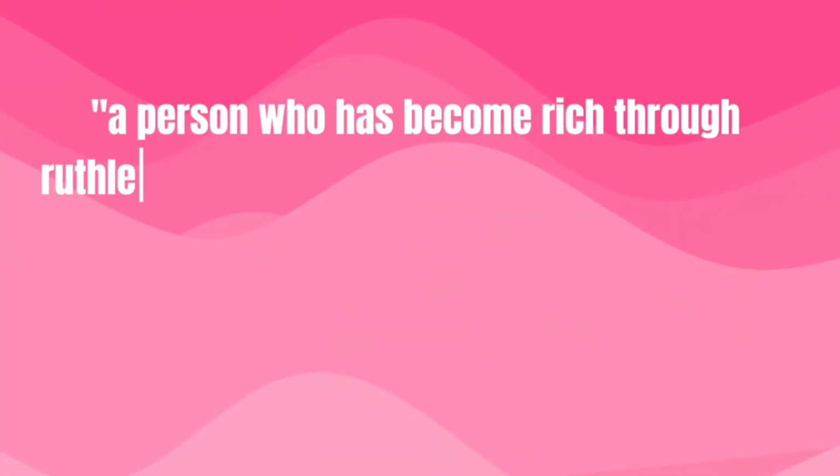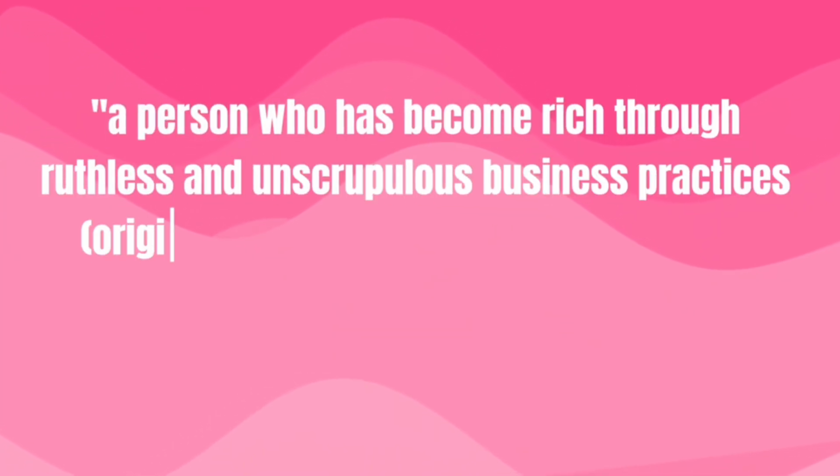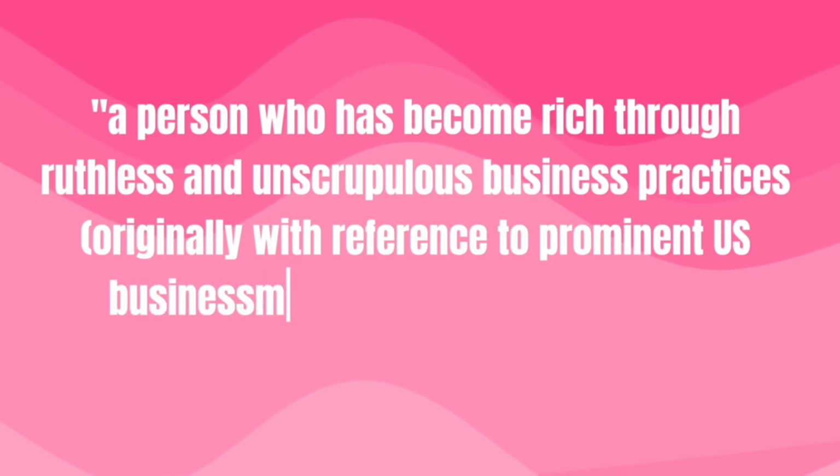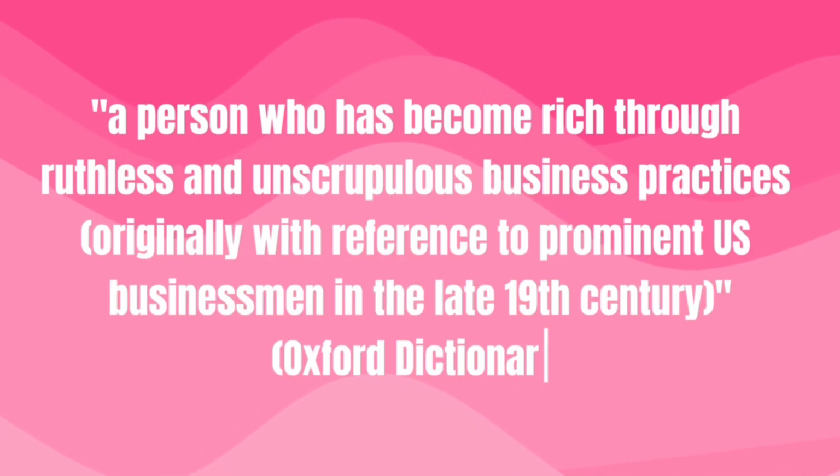A robber baron, according to the Oxford Dictionary, is a person who has become rich through ruthless and unscrupulous business practices, originally with reference to the prominent U.S. businessmen in the late 19th century. Robber barons were industrialists who became extremely wealthy and used unethical tactics to crush their competitors. Their aims were not just to gain profit, but total domination.